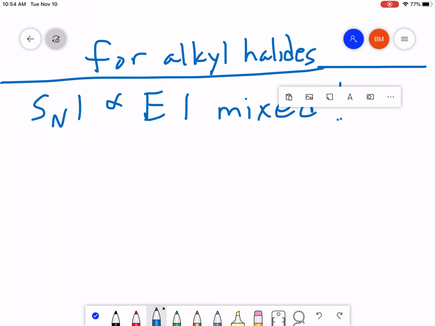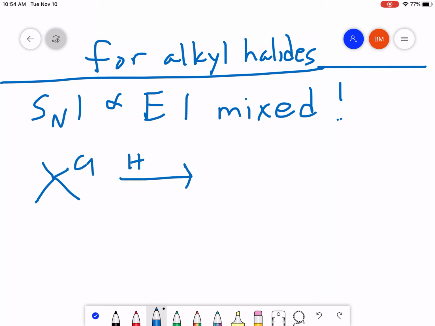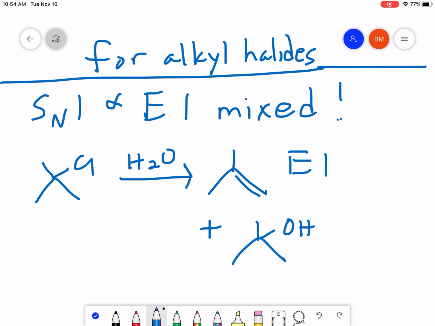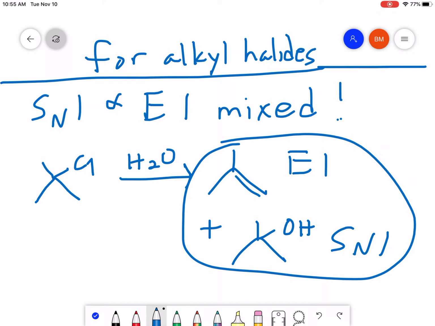So, going back to that one we just did, we put this tertiary alkyl halide in with water. We saw just then that, yeah, we can get this elimination product. But at the same time, it is also possible to get the nucleophilic substitution product as well, the SN1 product. And you do. You get both of them. So you get a mixture of E1 and SN1.